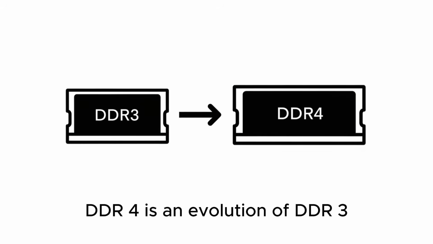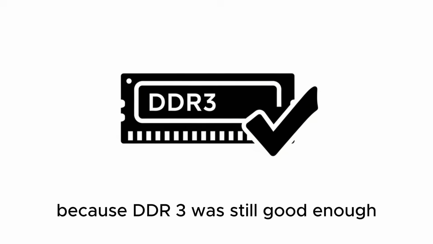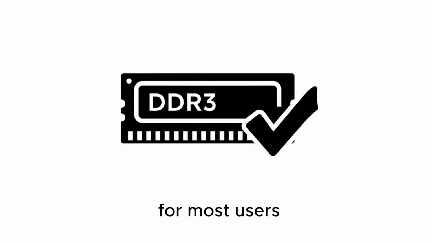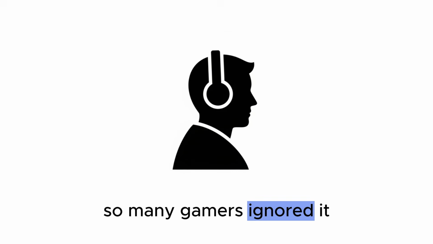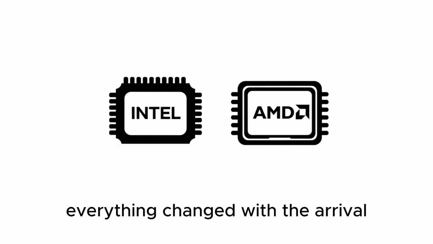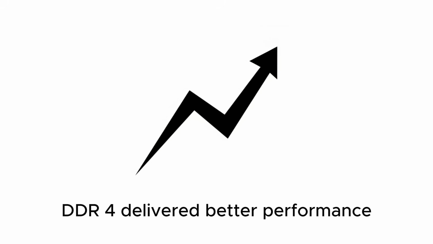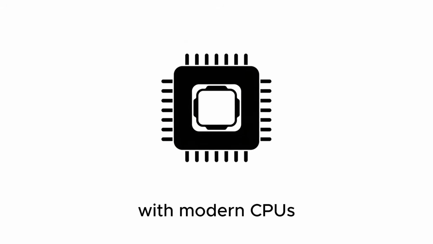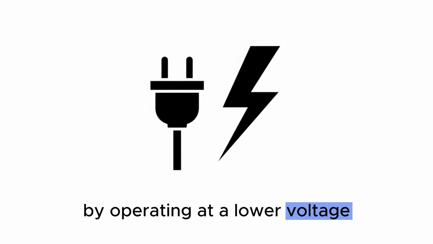DDR4. DDR4 is an evolution of DDR3. It appeared around 2014. At first, it wasn't very popular because DDR3 was still good enough for most users. DDR4 was more expensive and required a new motherboard, so many gamers ignored it. Everything changed with the arrival of new processors. Memory speed started to matter more. DDR4 delivered better performance with modern CPUs and consumed less power than DDR3 by operating at a lower voltage.